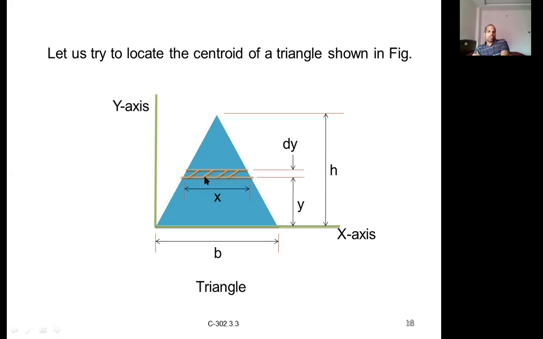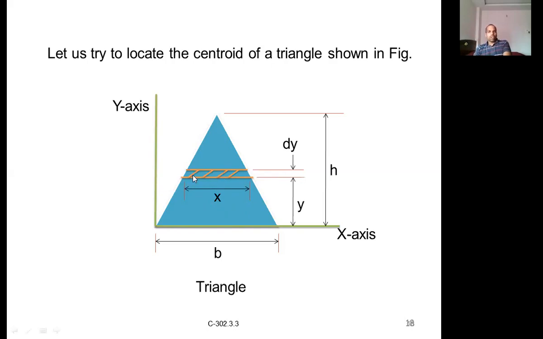So the small thickness of this strip is nothing but dy, and the width at this point is nothing but x. Now we need the area of the strip. What is the area of the strip? The small area is nothing but x into dy. That is the area of this strip.